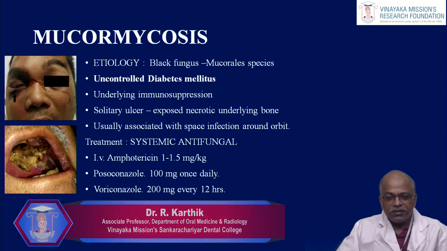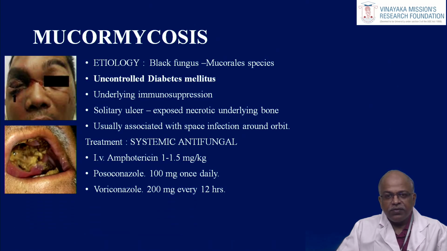systemic antifungal agents such as intravenous amphotericin at a dose rate of 1 to 1.5 mg per kilogram body weight. Posaconazole and voriconazole are used as salvage therapy in the treatment of mucormycosis. The dosage of posaconazole is about 100 mg once daily and voriconazole 200 mg every 12 hours.